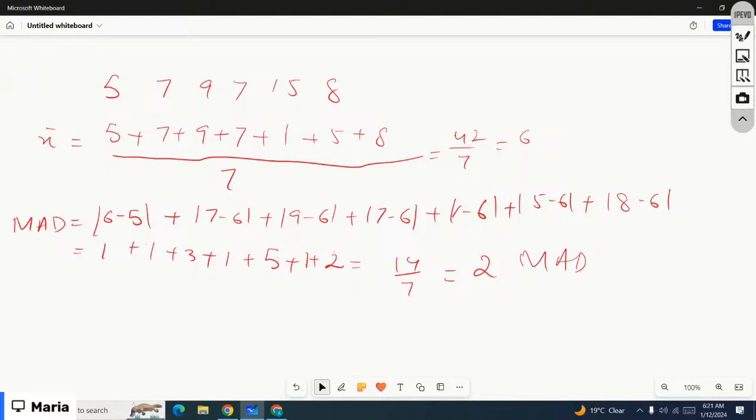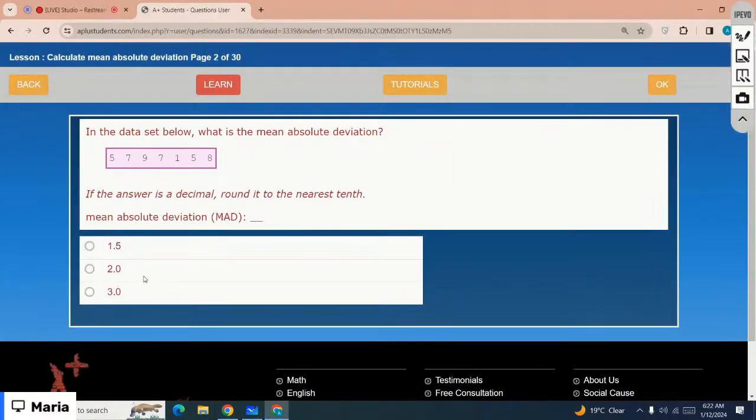Let me just check. I think I made a mistake, so let me check. 6 minus 5 is 1, 7 minus 6 is 1, 9 minus 6 is 3, 7 minus 6 is 1, 1 minus 6 is 5, 5 minus 6 is 1, 8 minus 6 is 2. Because of the absolute values, they all are positive values, right? So the correct option is 2. The mean absolute deviation is 2. Got it?